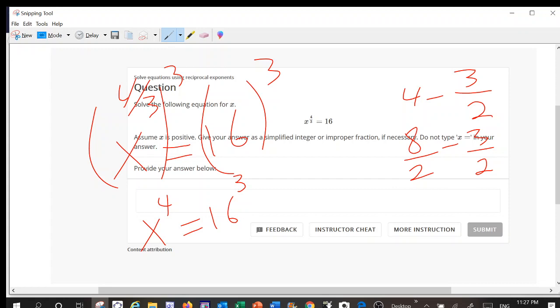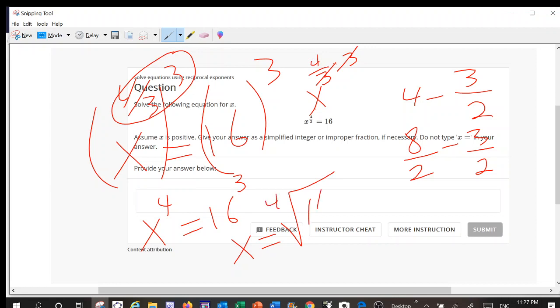Now, x to the fourth. Why do we get x to the fourth? Because you have to multiply these powers. So it's x to 4 over 3 times 3, and the 3's go away, so we get x to the fourth. And now here we take the fourth root of both sides, and we get the answer. So the fourth root of that would be the fourth root of 16 to the third power.